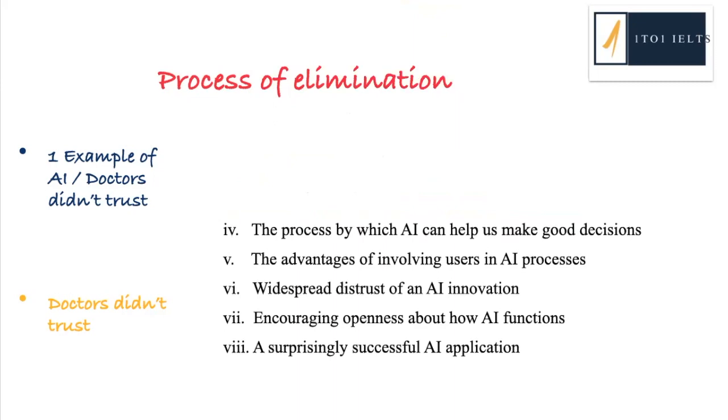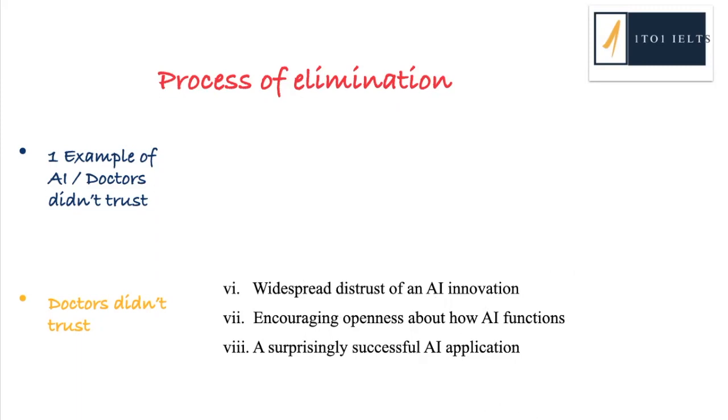Now we're left with the final 5 headings. The process by which AI can help us make good decisions. Well, this paragraph isn't about making good decisions. It's about doctors not trusting a program. So we know that's not accurate. The advantages of involving users. Well, the paragraph is really talking about there's a lack of trust in one AI. So it's not going to be this one.